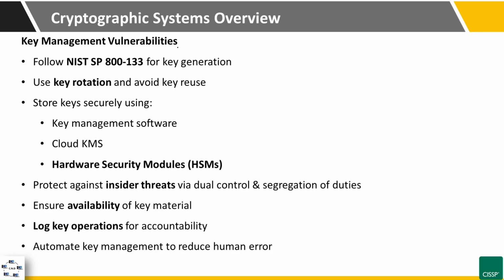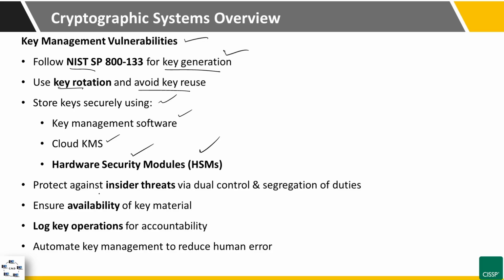So what are some key management vulnerabilities? Always follow NIST Special Publication 800-133 for key generation. Use key rotation and avoid key reuse. You should change the keys and rotate them frequently. Store keys securely using key management software, cloud KMS, and more importantly, dedicated hardware security modules.